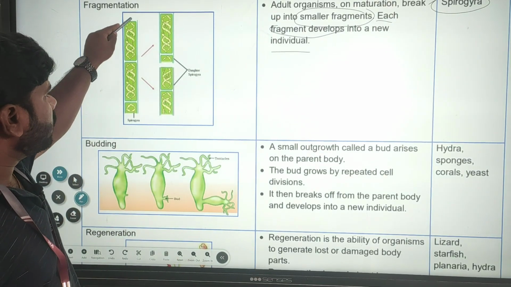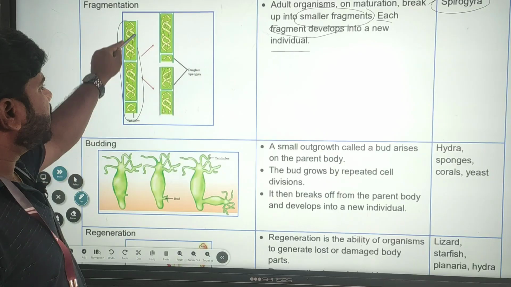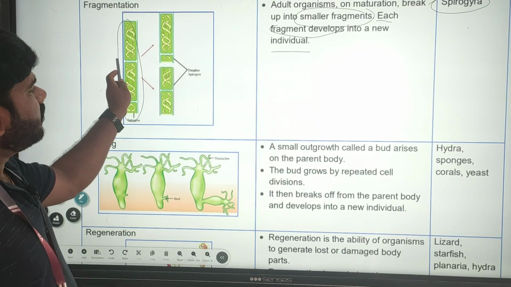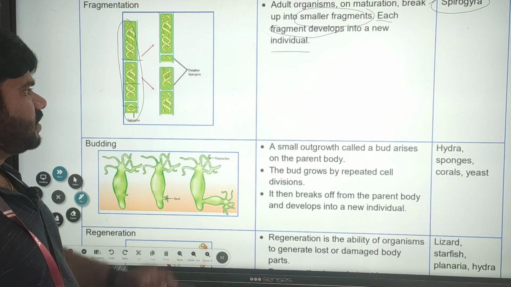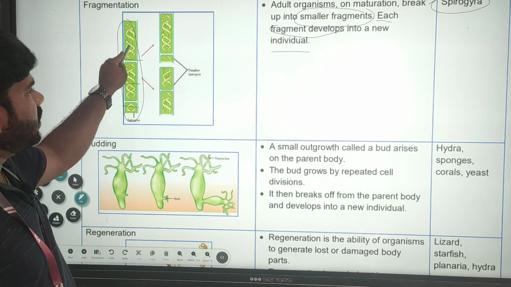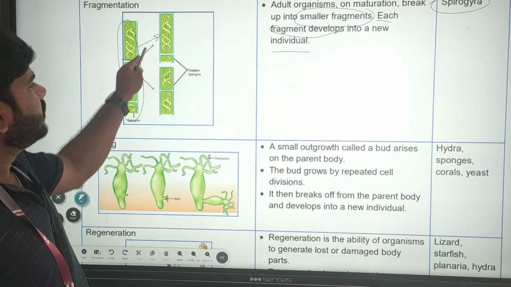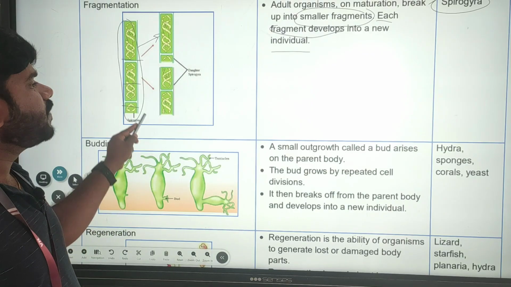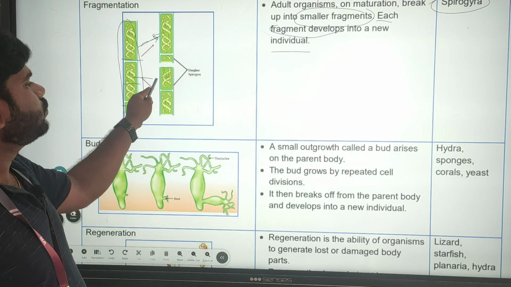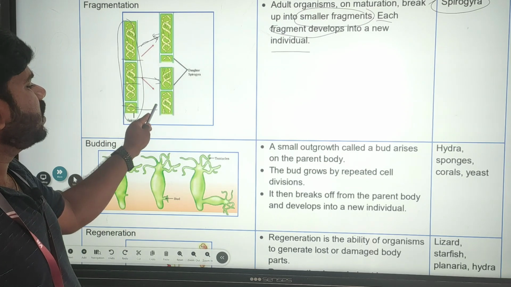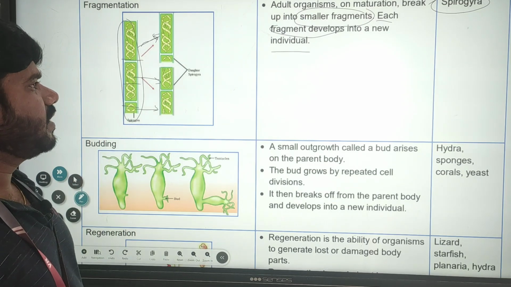You can see this is one Spirogyra. This Spirogyra has broken its body. You see 1, 2, 3 parts, and each part of this Spirogyra can develop into a new Spirogyra. You can see this one new Spirogyra, this one new Spirogyra, this one can develop into a new Spirogyra.